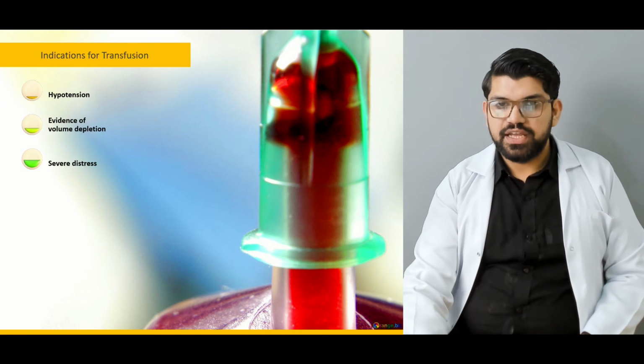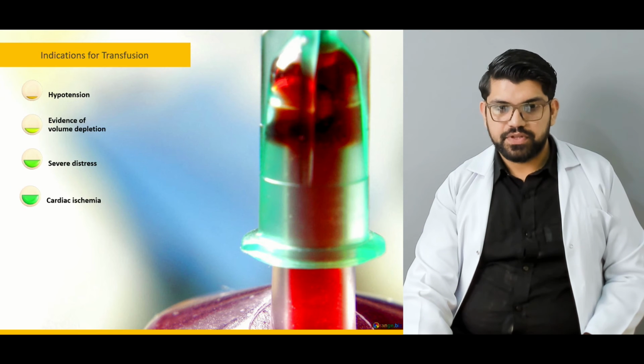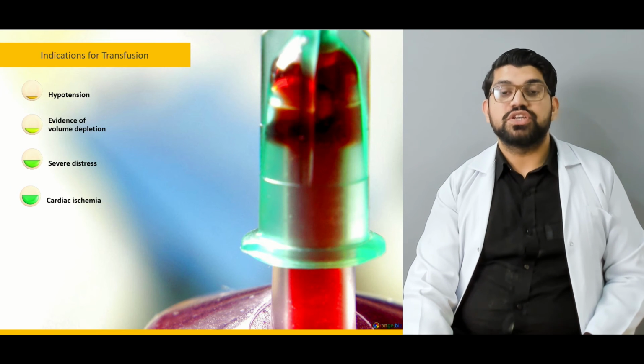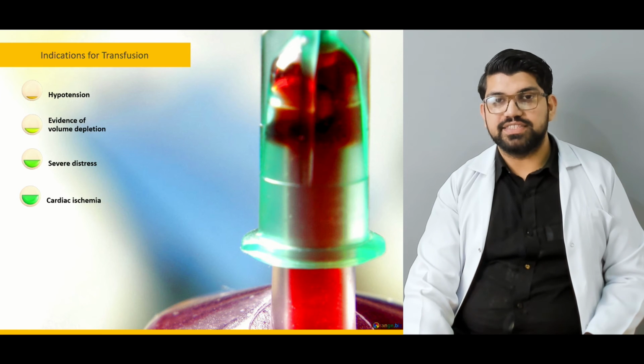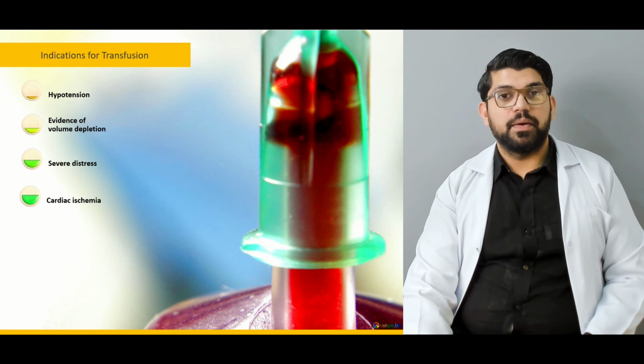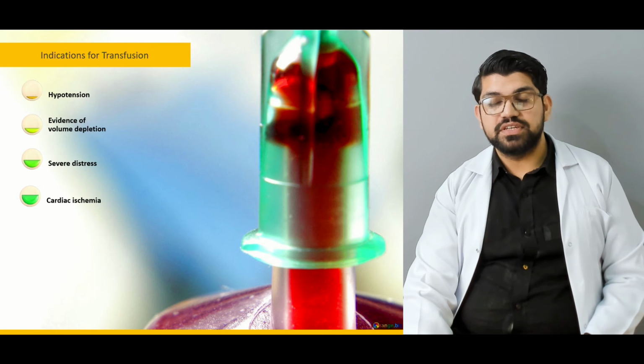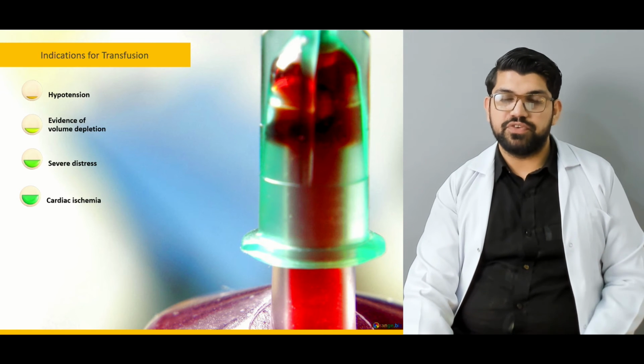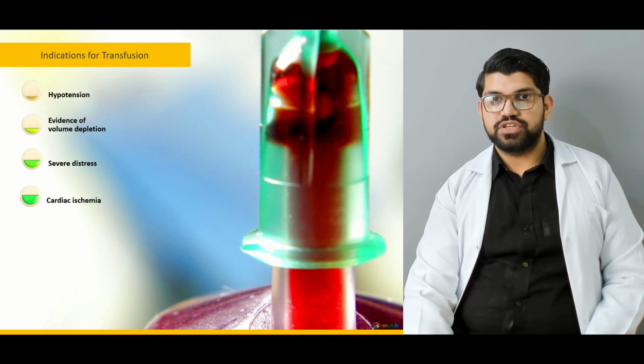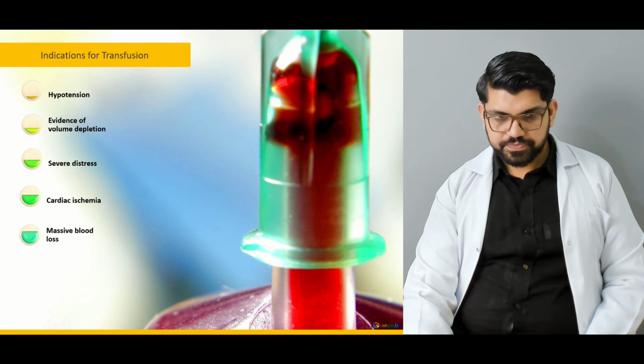These patients need transfusion. Cardiac ischemia, patients who cannot be given IV fluids because of previous ischemic heart disease, should be given a blood transfusion to maintain the hematocrit more than 30, so the organs are perfused and the heart is perfused with adequate blood supply.